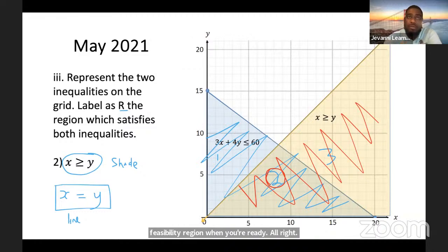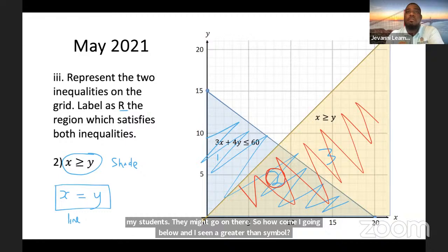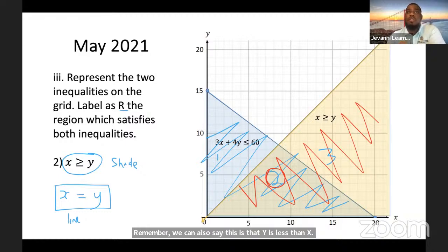Sorry, sir, quick one. I might have missed you saying it, but just to remind students, they might be wondering, how come I'm going below when I see a greater than symbol? Remember, we can also say that y is less than x. And usually when we're identifying our region and we have y as the subject of the formula, in this case y is less than x, so I have to be thinking about below the line. Just thought I'd jump in with that one. Hope that helps. All right, thanks.